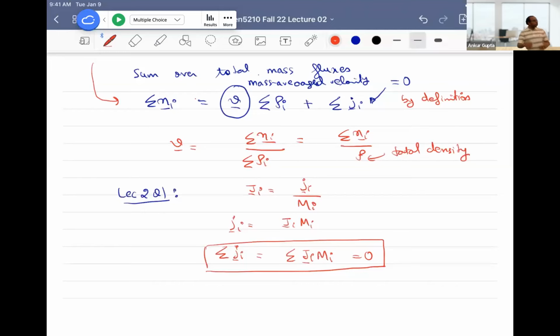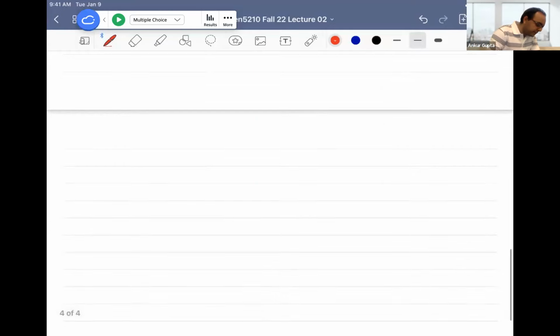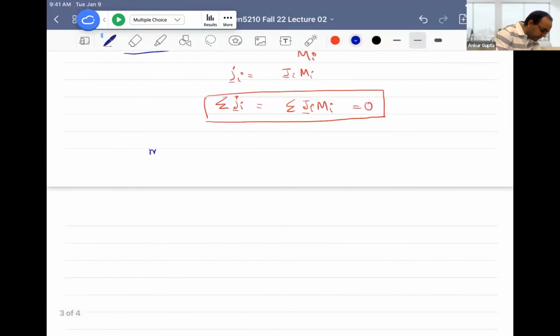So hopefully you'll get used to this. Don't worry, I realize it's not always intuitive because this is not typically how we read about diffusion. It will become more and more obvious as we go along. So now we have said that by definition, the summation of small gi is 0. That does not necessarily imply that the summation of capital Gi is 0, because there is a molar mass factor. Now let's start to think about the other part, which is the molar average velocity.